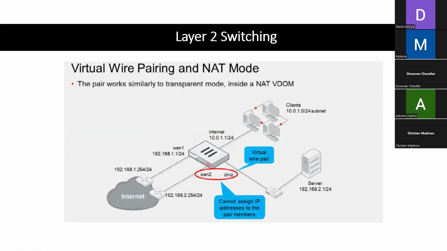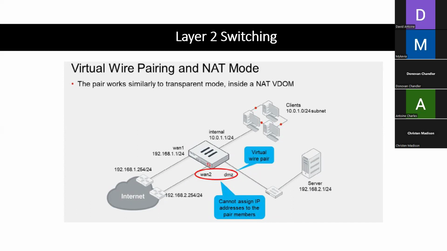All right, so this is a little bit more complex. So let's talk about VW pairing in NAT mode. So Antoine, him being the senior network engineer, went ahead and set this up for his complex enterprise network. And so he has it running in NAT mode, so it's running in layer 3. So he has packets coming in, WAN 1, in the internal interface that's going back and forth, and they're routed using layer 3. And so you see they have different IP addresses, so they're in different broadcast domains.